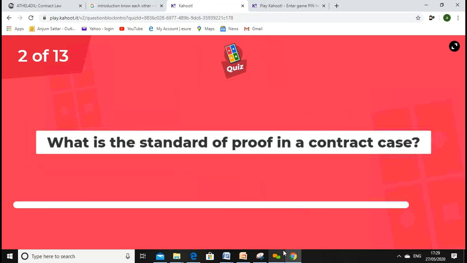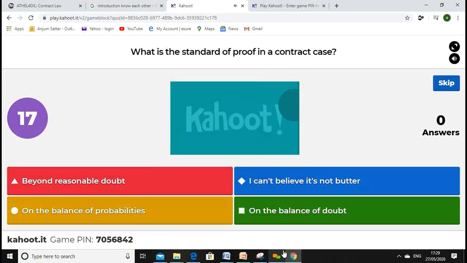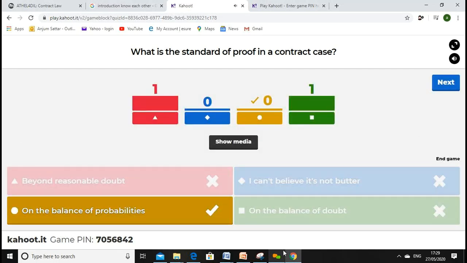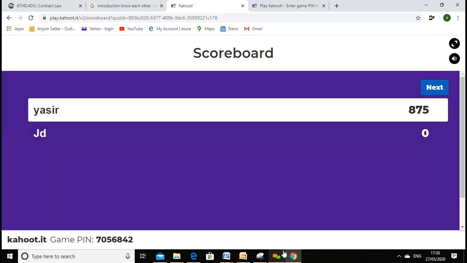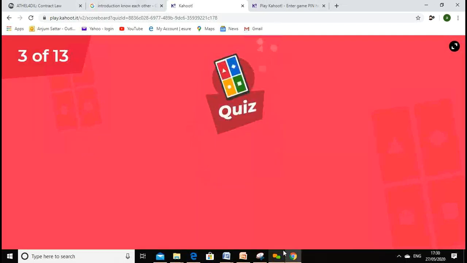What is the standard of proof in a contract case? What do you think? You just click the color. When we have a criminal case, you need a bundle of evidence, clear evidence, to charge somebody. Here we look at the balance of probabilities, what was in the contract when you signed it, all that sort of thing.